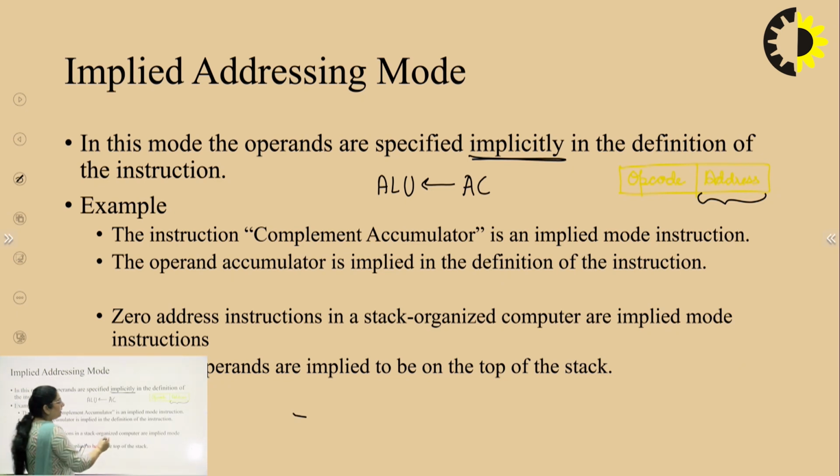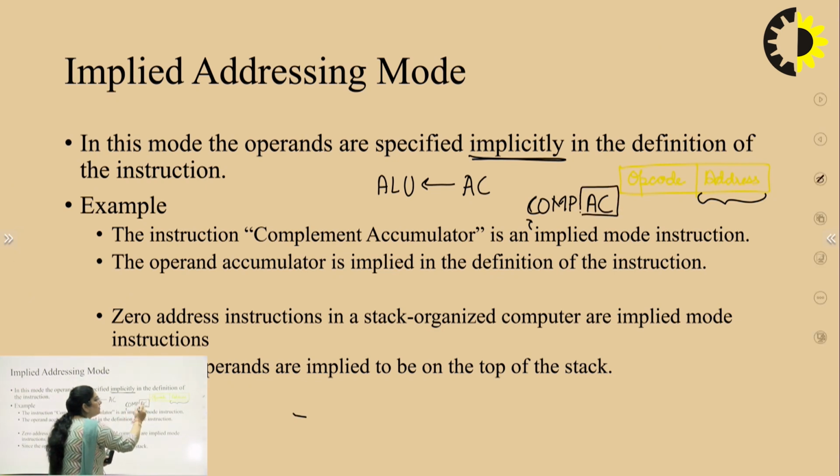So if I say an instruction, let's say complement the accumulator. Complement the accumulator means the accumulator is the register which is processing the data, and the data itself is in the accumulator. So I am not explicitly specifying the operand, I am implicitly specifying it inside the instruction only. So complement accumulator is a type of implied mode instruction. Fine. The operand accumulator is implied in the definition of the instruction itself.